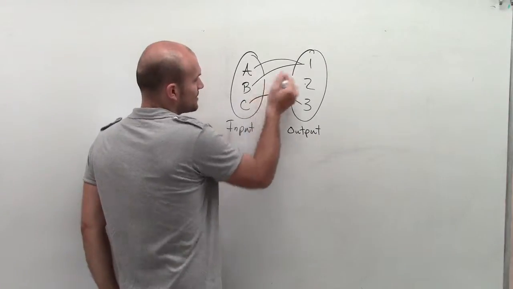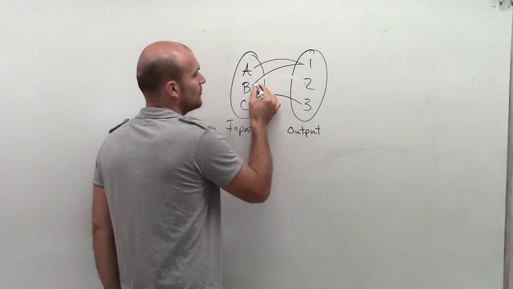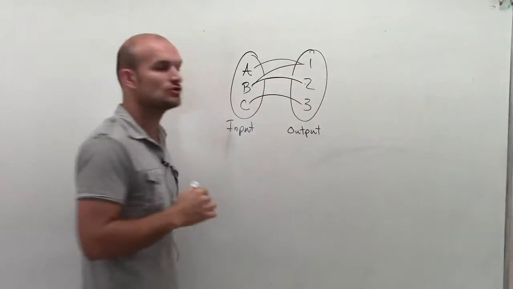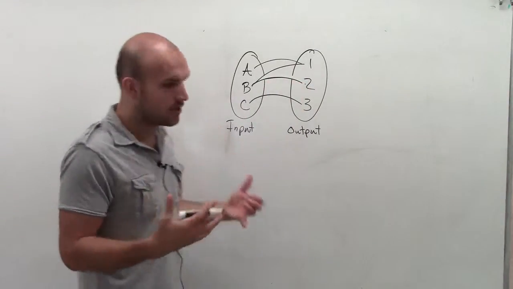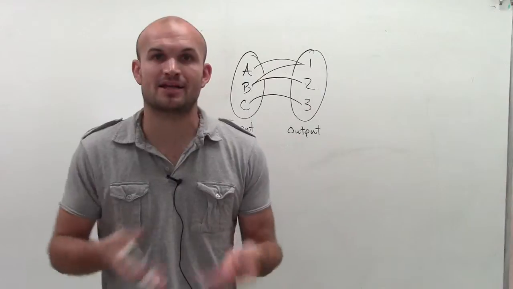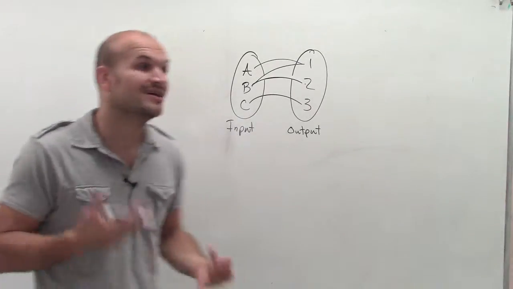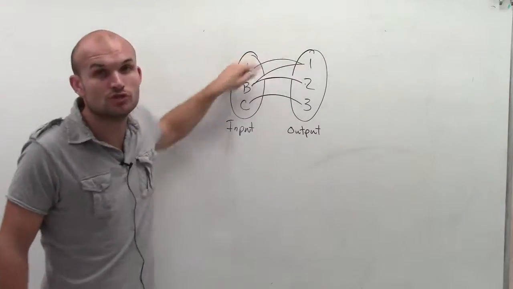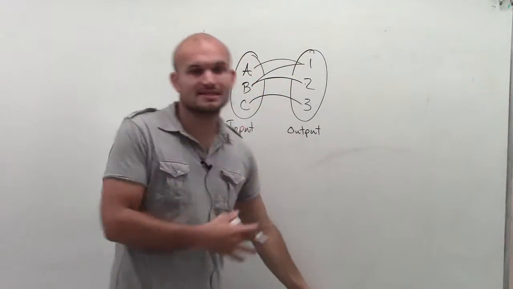But what if I said B goes to 1 and B also goes to 2? Now when I say every element in my domain goes to exactly one element, we could say that this is not a function because B goes to 2 different elements. So this is an example of mapping.